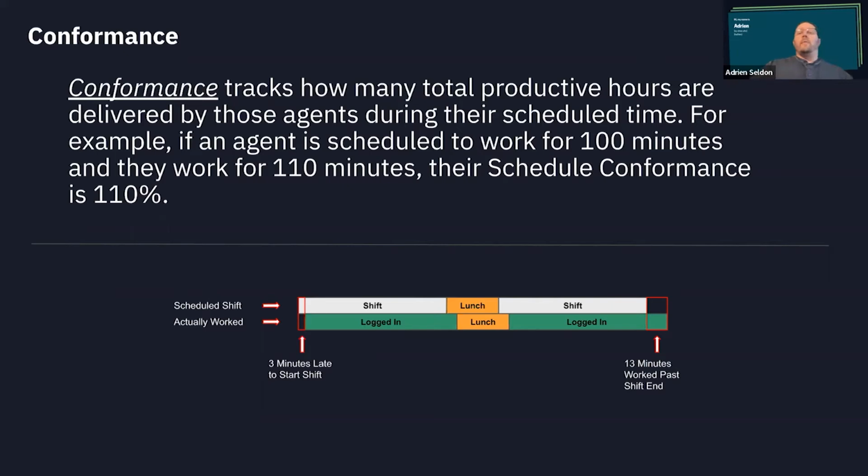Conformance is the total amount of hours that they worked. Since their lunch, it's not outlined completely clearly here, but let's say the lunch was the same 60 minutes of that shift. Even though it's offset from where it should have been during the day, it is still the total amount of time that was taken out of their productive shift. So there's not an impact there, even though it's offset. But then that agent stayed 13 minutes past the end of their shift. Now, this is where you see there's that extra 10 minutes and you get that 110% conformance.